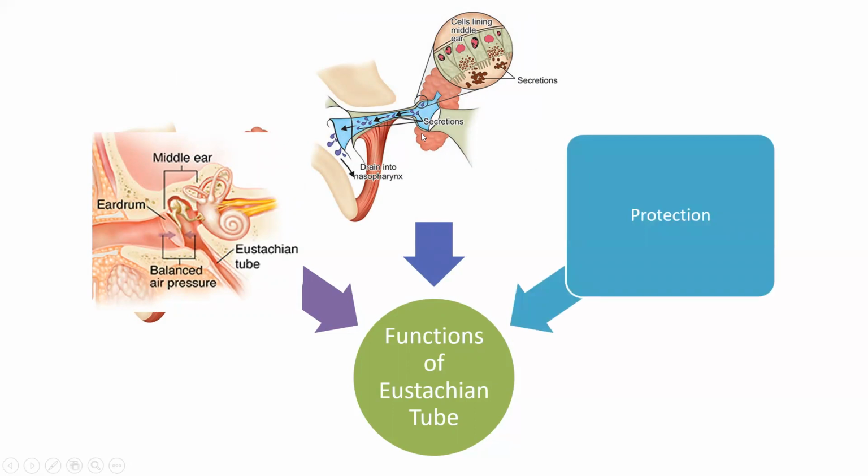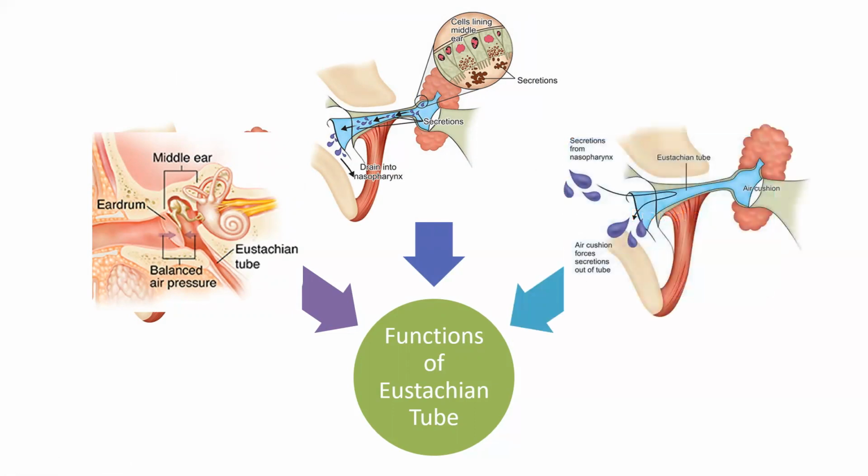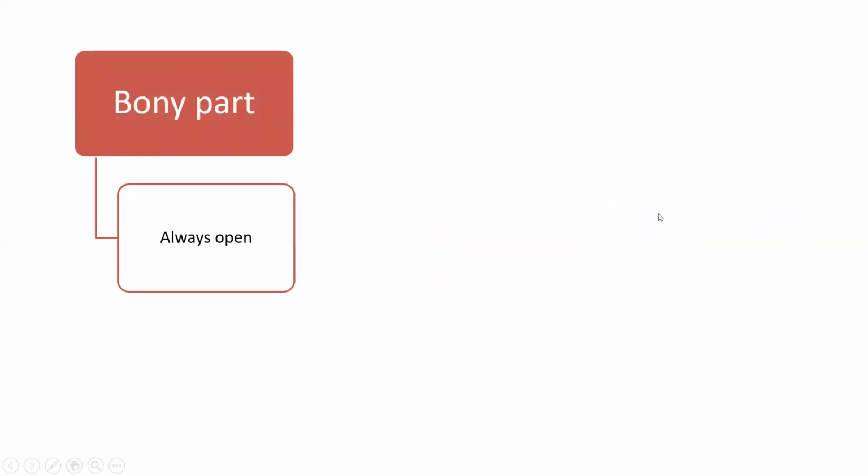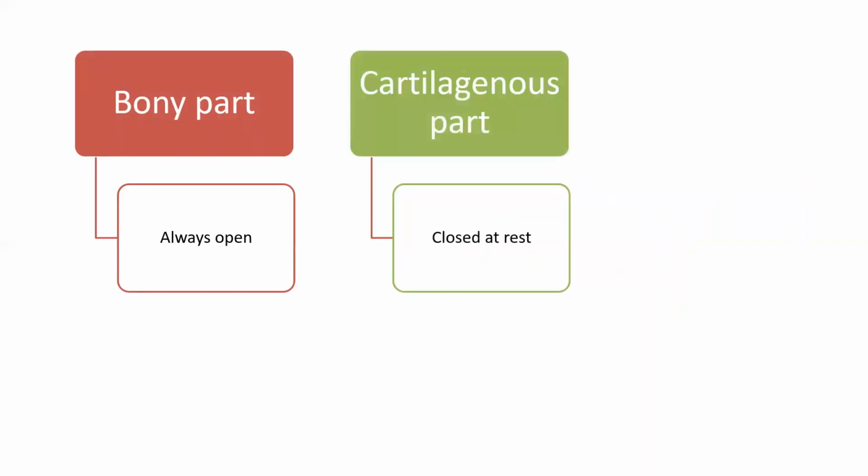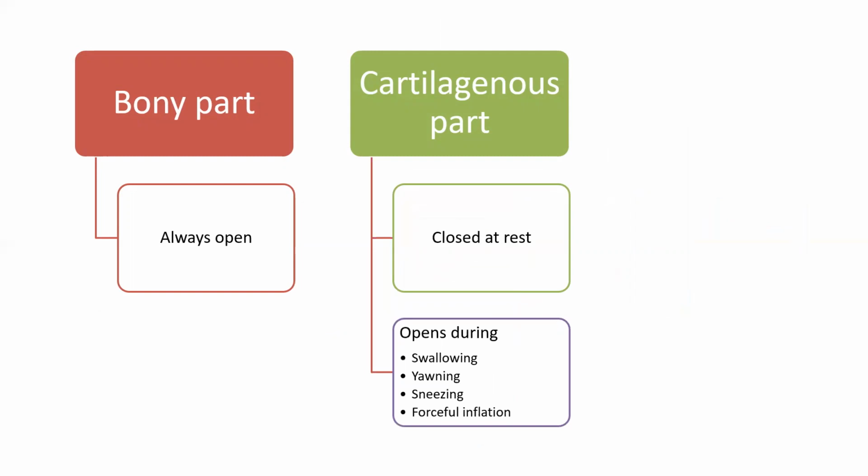The third function is protection. When a sound is being produced or when there is an infection in the nasopharynx, these infections are prevented from entering into the middle ear cavity because the Eustachian tube remains closed most of the time. Now, the bony part is always open, whereas the cartilaginous part is always closed at rest. So whenever there is an activity like swallowing, yawning, sneezing, or forceful inflation, this cartilaginous part opens.